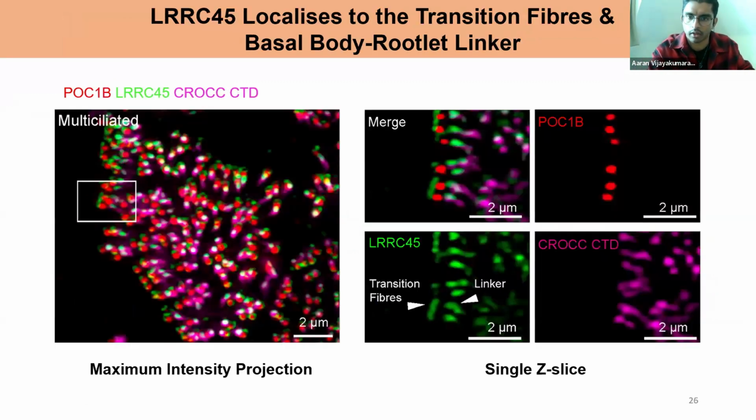And so we wanted to look at other components, and I found that LRRC45, which has been shown to be a component of the centriole linker in cycling cells, not only localizes to transition fibers, but also at the linker region between the basal body and the rootlet, forming this filamentous fiber. In fact, there was overlap between both LRRC45 and CROCC, suggesting a molecular interaction.